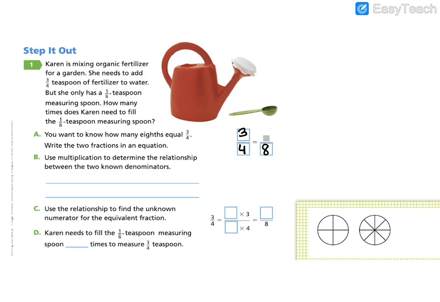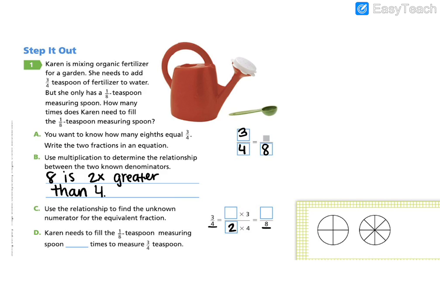Okay, we need to use multiplication to determine the relationship between the known denominators. We have the denominator 4 and the denominator 8. What do we know about those two denominators? 8 is 2 times greater than 4. So if we multiply our denominator 4 times 2, we'll get the denominator 8.